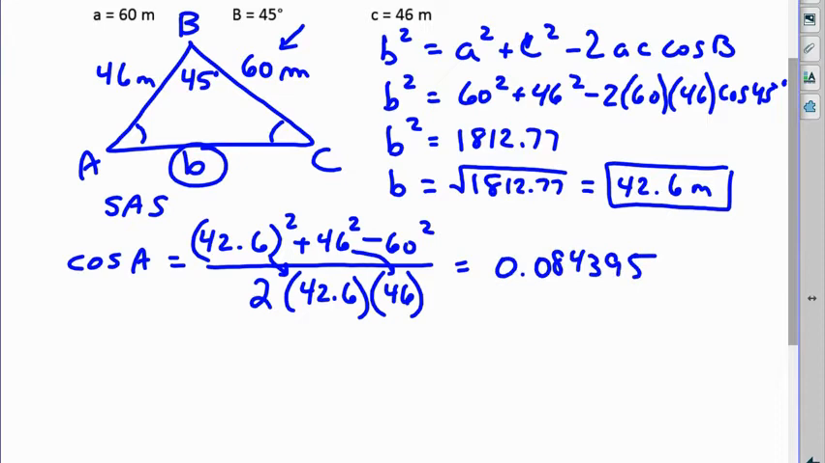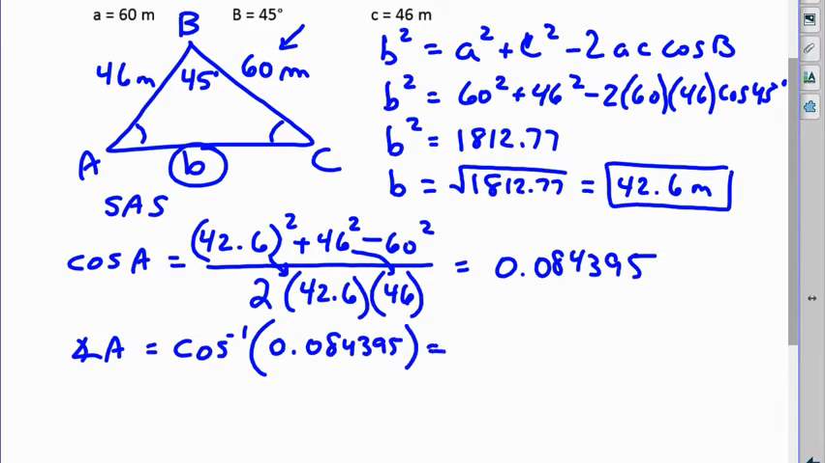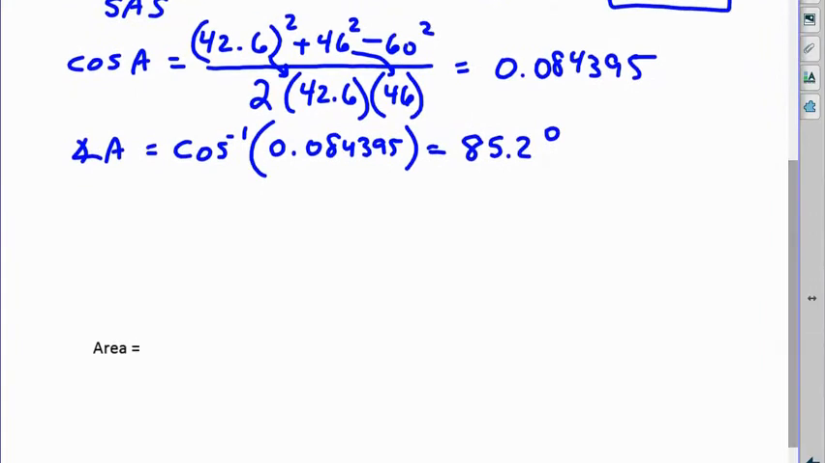And so I get a ratio of 0.084395. Now angle A is going to be my inverse cosine of my ratio. And when I punch that in, I get 85.2 degrees. So not obtuse. Actually, I could tell it was not obtuse as soon as I saw it was a positive ratio. But that was the only side that could have been obtuse because it was the longest side.